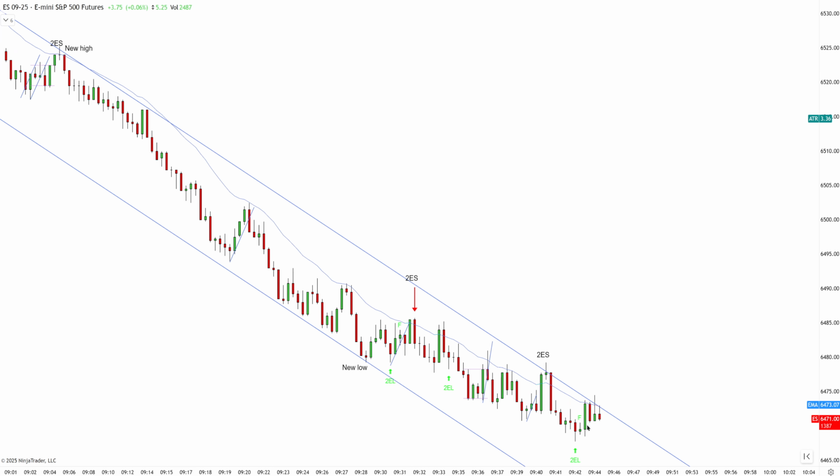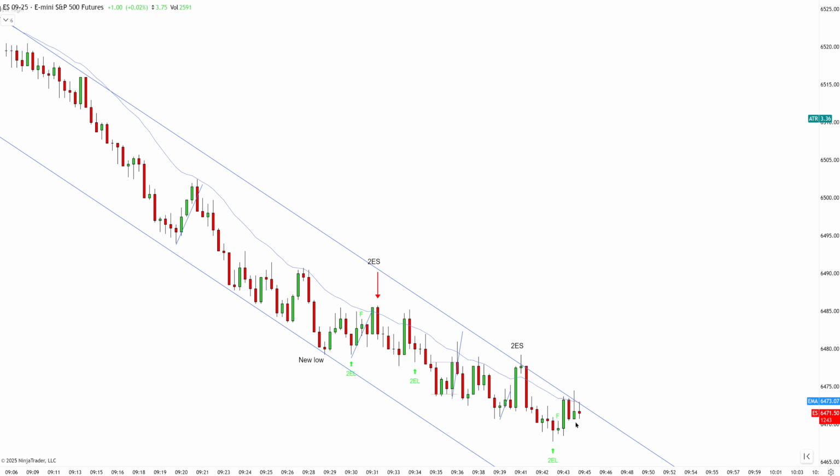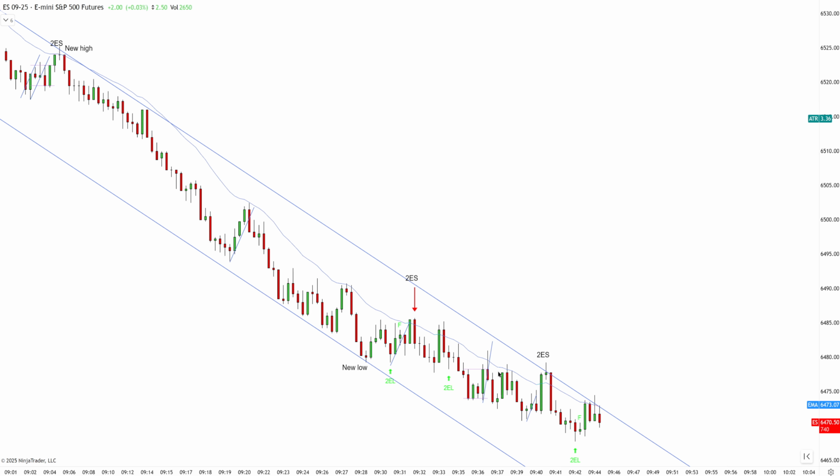So I'm still looking for some short setup. We may have a second entry short here, but the problem is it's a bullish bar, so I may take a lower high confirmation setup here. But you can tell when the trend is very strong, a lot of first entries are working. So you can definitely force yourself to take a bunch of first entries if you're a little bit more aggressive.